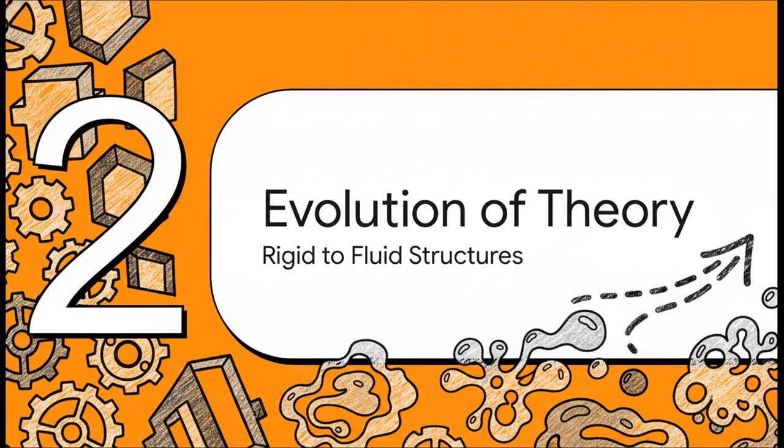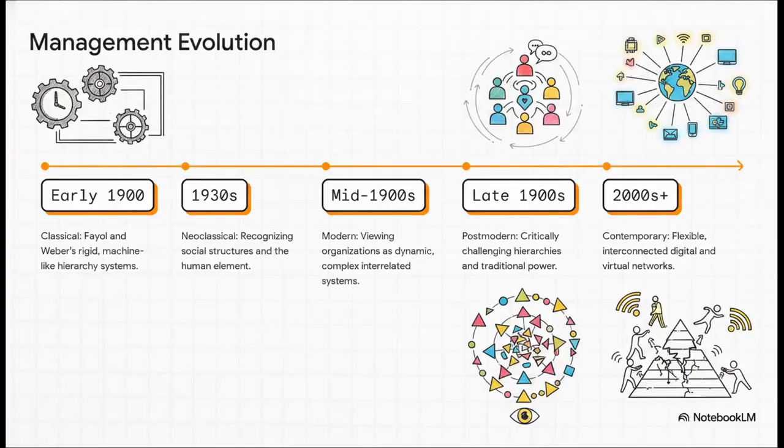Which brings us to Section 2, the evolution of management theory. Management thinking has experienced a massive, completely transformative shift over just a single century. In the early 1900s, guys like Fayol and Weber treated companies literally like efficient machines. But by the 1930s, thinkers like Elton Mayo started to recognize the human, social element of work. And that eventually evolved into viewing organizations as complex systems, leading us right up to today's borderless virtual networks.